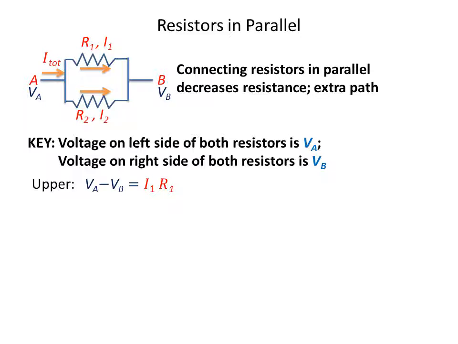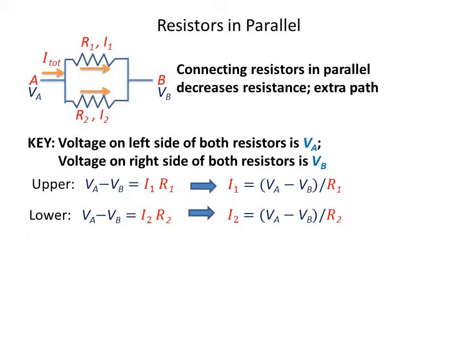So if we look at the upper branch, VA minus VB is equal to I1 times R1. So that's just Ohm's law on the upper branch. Solving for I1, we get the current I1 is equal to VA minus VB divided by R1. On the lower branch, we have VA minus VB is equal to the current through the second resistor times the resistance of the second resistor. And solving again for I2, we have VA minus VB divided by R2.